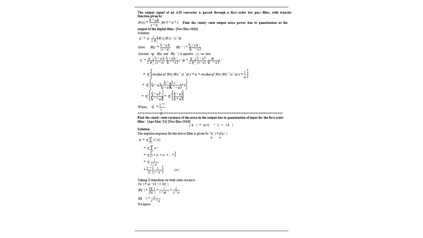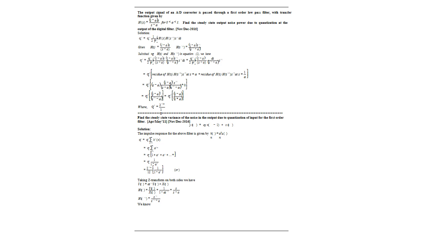Taking the z transform on both sides, we have y of z is equal to a z inverse into y of z plus x of z. So h of z is equal to y of z by x of z, that is 1 by 1 minus a z inverse, which is equal to z by z minus a. So h of z inverse is equal to z inverse by z inverse minus a.